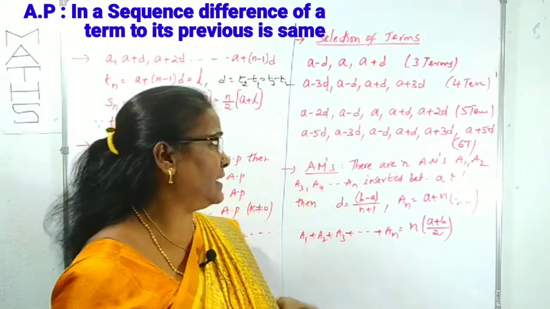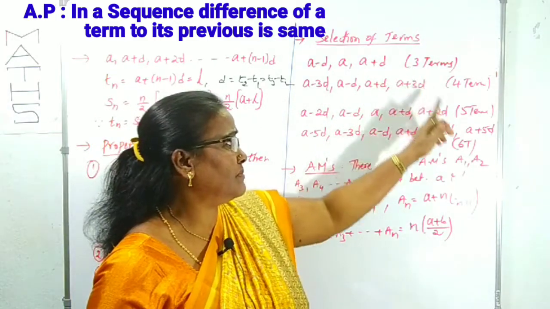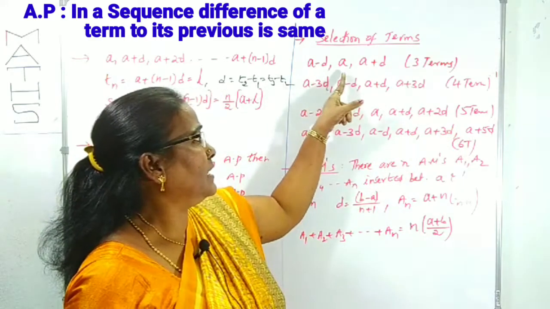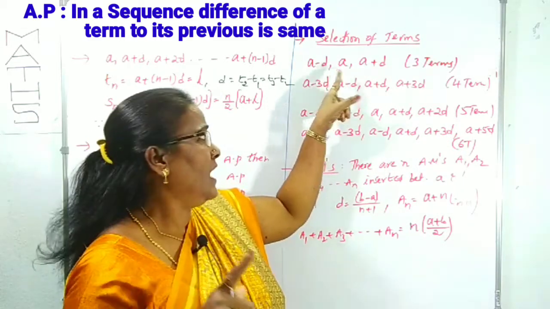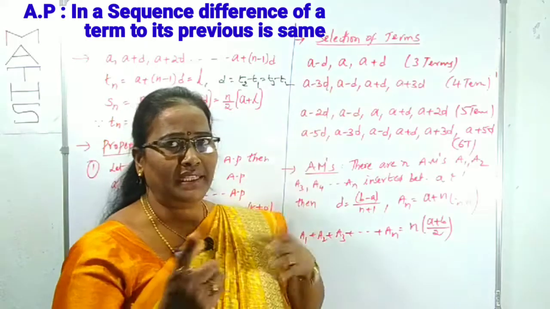Here we can observe that in the case of an odd number of terms, that is 3 terms, 5 terms, there will be a middle term, which we can take as a, and the common difference must be d.